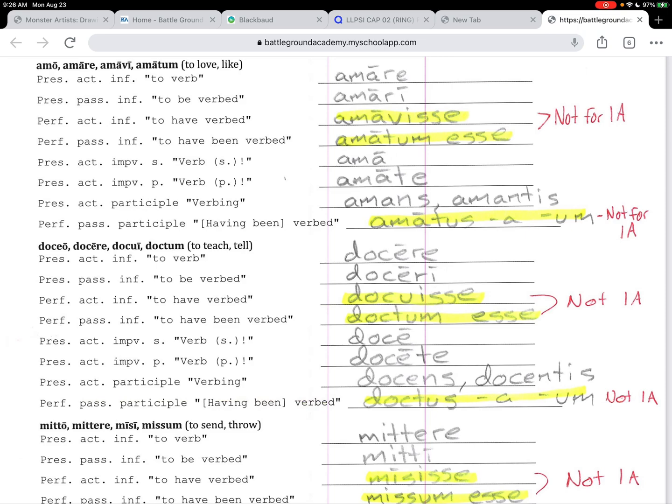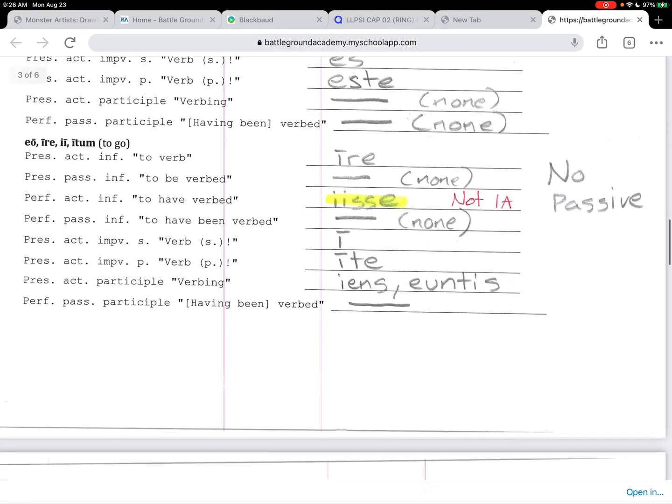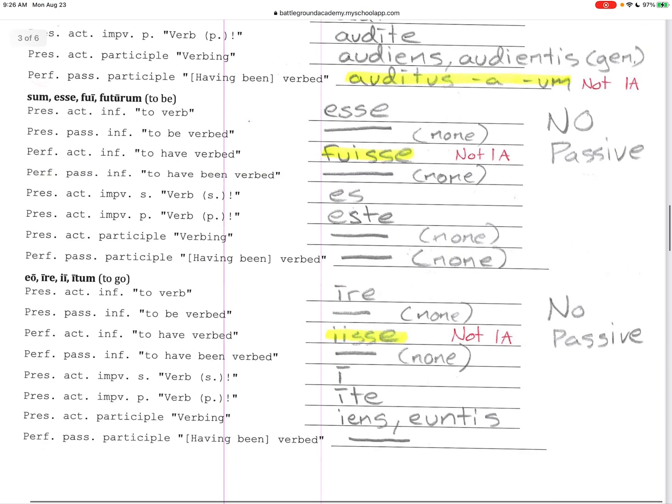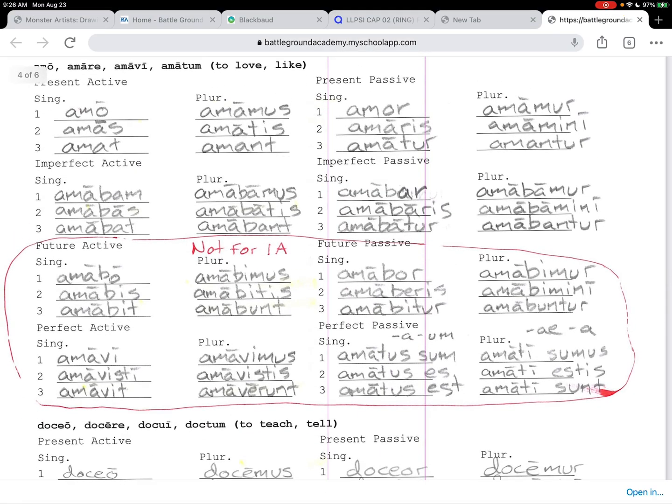All right, well that should explain how to do all the verbals, and let's look on to verb forms. Oh, I will notice here before we go on, sum and eo, these verbs don't have passive forms typically, so that's why some of the forms are missing there for them. Okay, going on to verb conjugations.